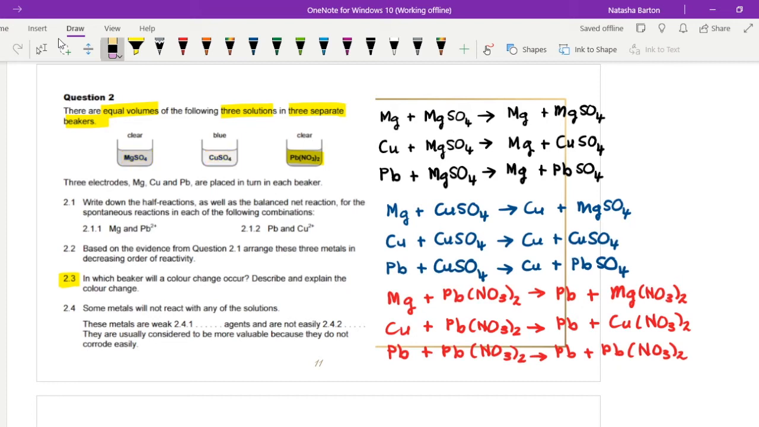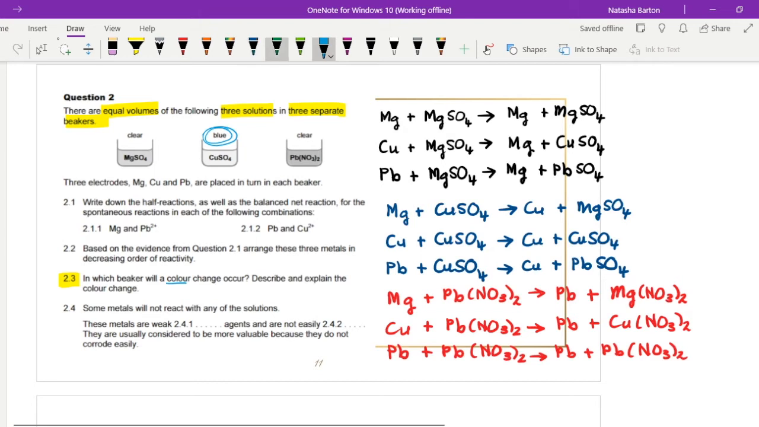They tell us that in the beginning, the magnesium sulfate solution is clear, the copper sulfate solution is blue, and the lead nitrate solution is clear. And then in question 2.3, they say, in which beaker will a color change occur? Describe and explain the color change.